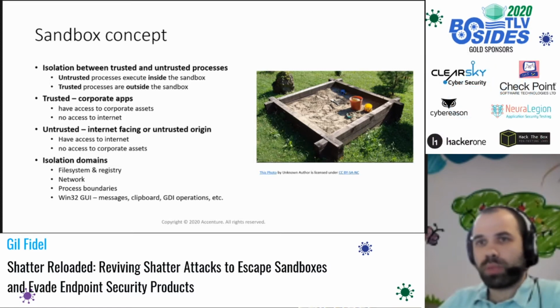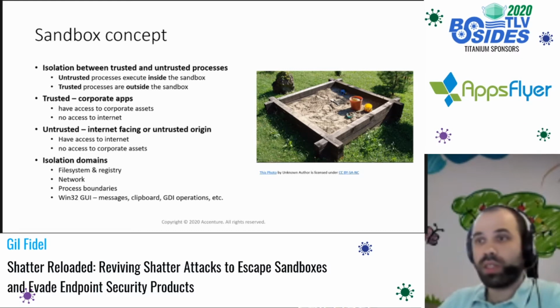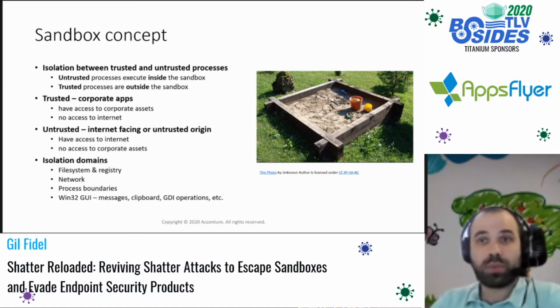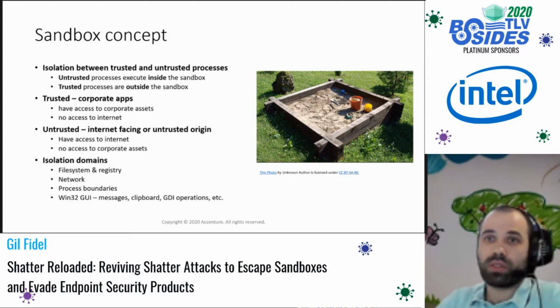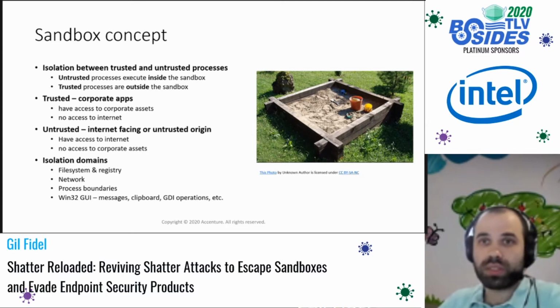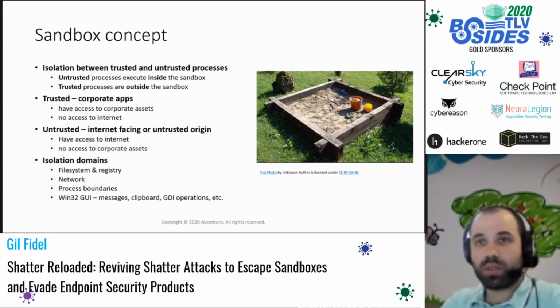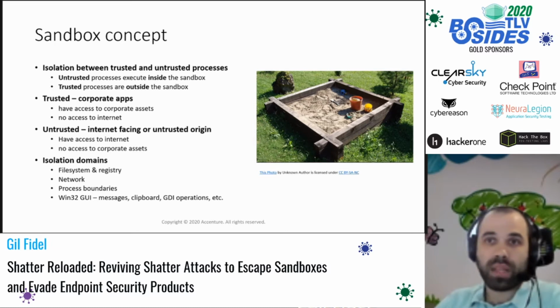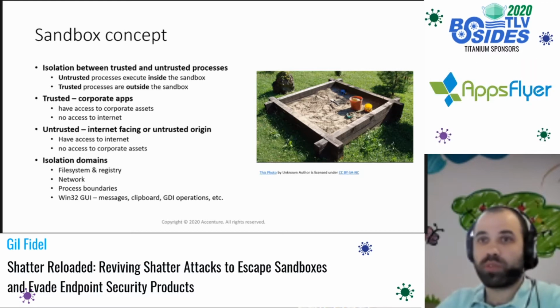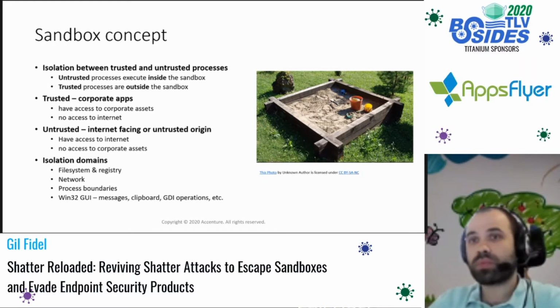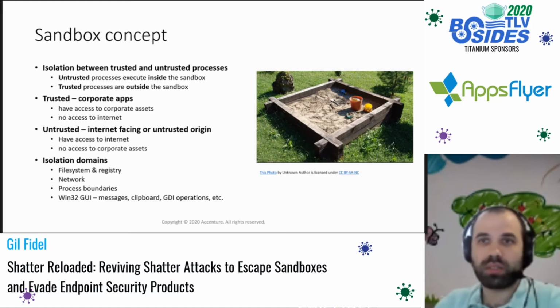So this sandbox implemented all the possible isolation in all relevant domains you can think of. Both file system and registry, so trusted and untrusted processes had a different view of the file system and registry. It did network isolation so that trusted processes can access the local network, the corporate network, whereas untrusted processes can access the internet. And it also implemented isolation for Win32 GUI, so you couldn't copy-paste between them, you couldn't perform GDI operations like taking screenshots, and you couldn't send Windows messages between trusted and untrusted processes.